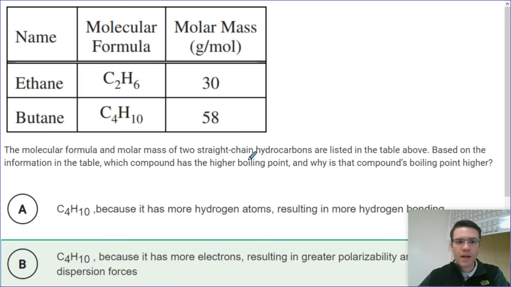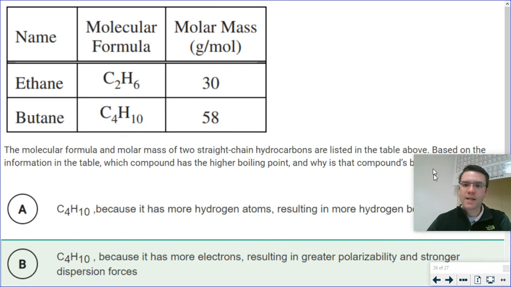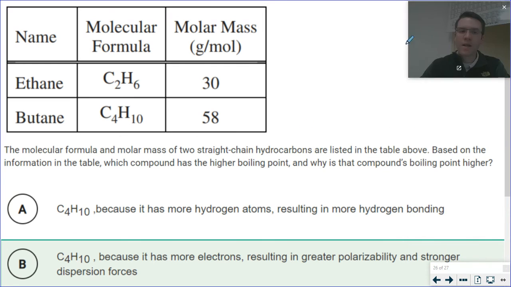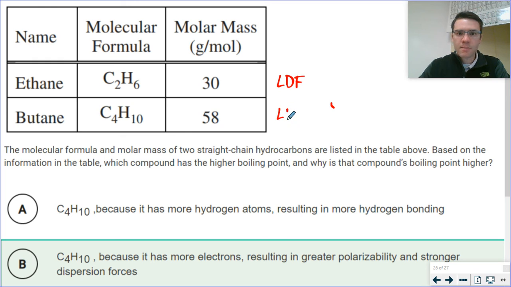The molecular formula and molar mass of 2 straight chain carbons are listed in the table above. Based on the information in the table, which compound has a higher boiling point, and why is that compound's boiling point higher? You just want to compare the intermolecular force types here. So for this problem, we have 2 straight chain carbons. Both of them are nonpolar. So we have London dispersion forces. Since they're both London dispersion forces, we now go to the size of the molecule to compare the boiling points.